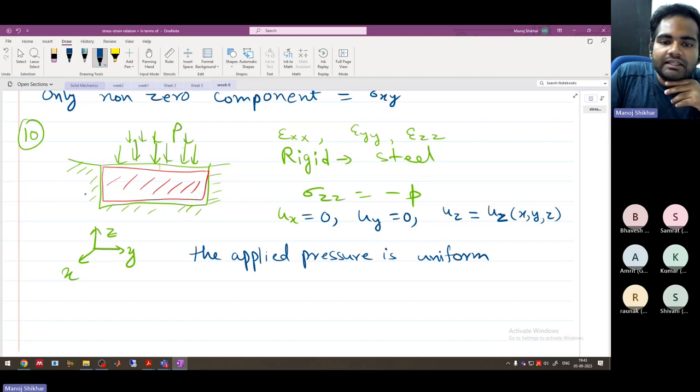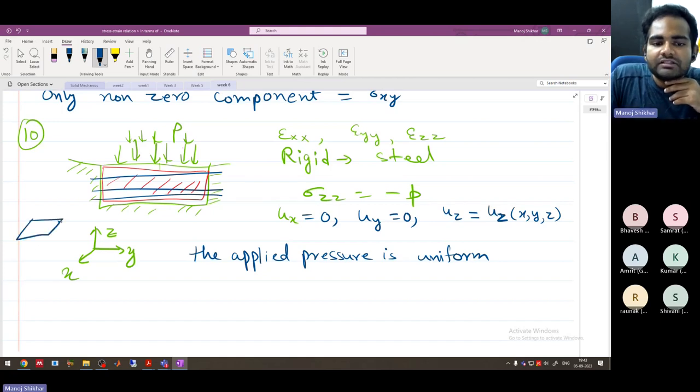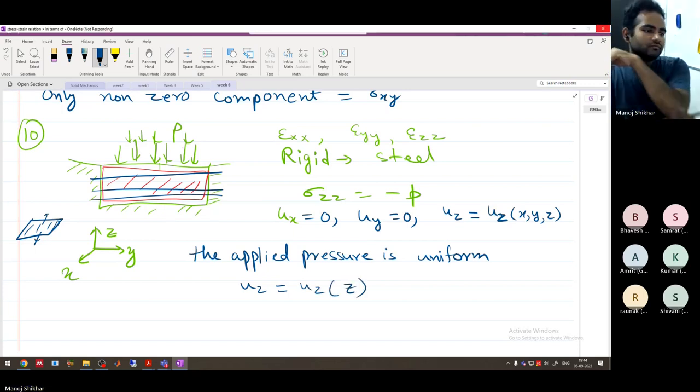This means that any cross section you take here, all these blue lines, are actually planes. Any cross section you take, you will have same UZ, with UZ variation in X and Y. So in X and Y, you will have same UZ variation. This means that UZ is independent of X and Y, and UZ simply becomes a function of Z.